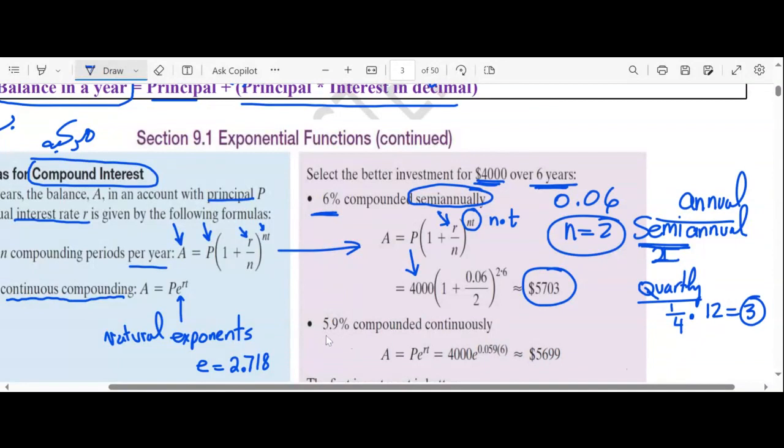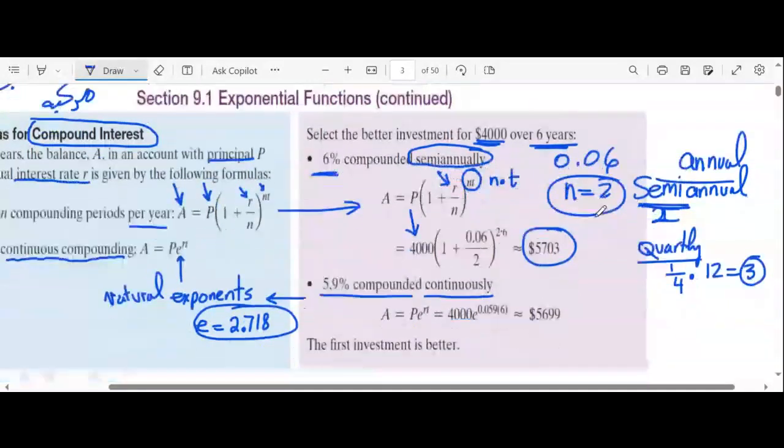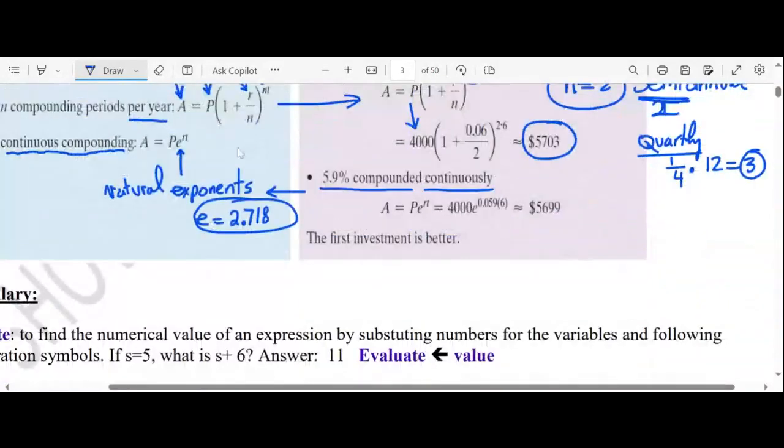All right. Now let's go for compounding continuously. Continuously means what? What are we going to use for continuously? E. So what's the formula for this? What's the formula?